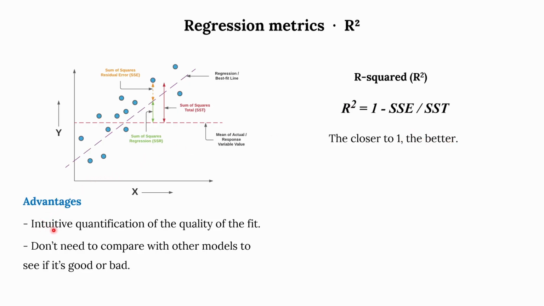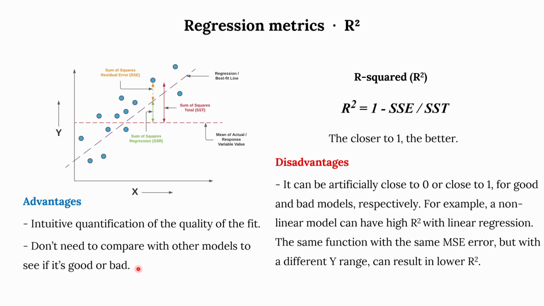Advantages. Intuitive quantification of the quality of the fit. You don't need to compare with other models to see if it's good or bad. When it appears 0.99999, for example, you know that you are on the right path. But does it tell it all?